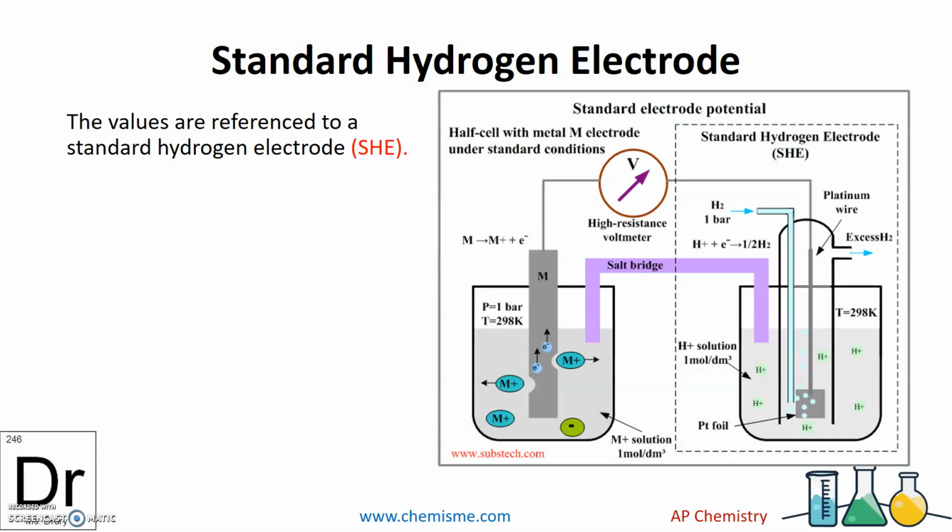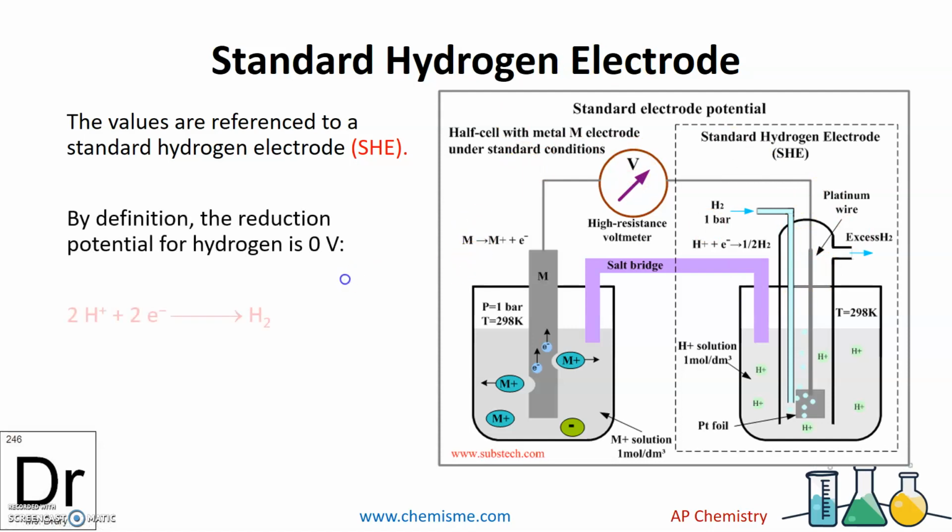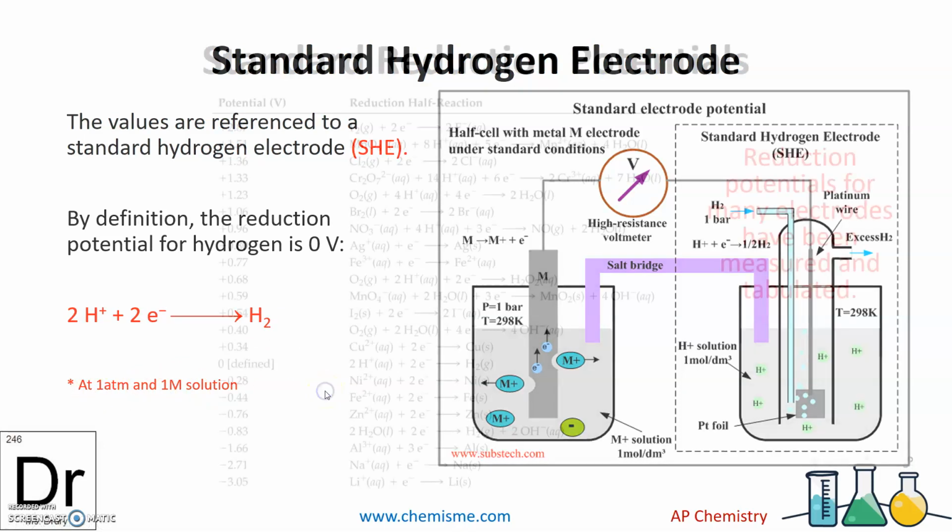So the values are represented by the standard hydrogen electrode. We decided that the hydrogen electrode is going to be a 0 value, and whatever you put on the other side, this metal, is whatever the voltmeter reads for the electrons going through, and that's assigned to this metal. So the difference between hydrogen's 0 and this metal is the metal's value. By definition, the reduction value of hydrogen is 0, because we need something to compare everything else to, and that's specifically at 1 atmosphere and 1 molar solution. So if you change those parameters, it won't be 0 volts anymore.